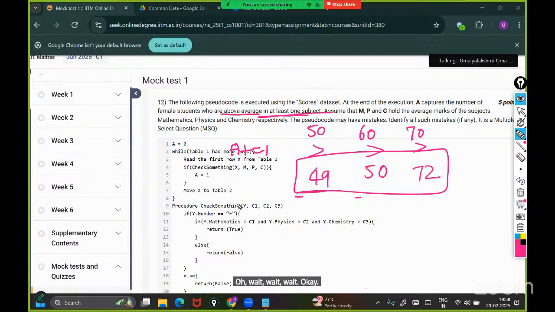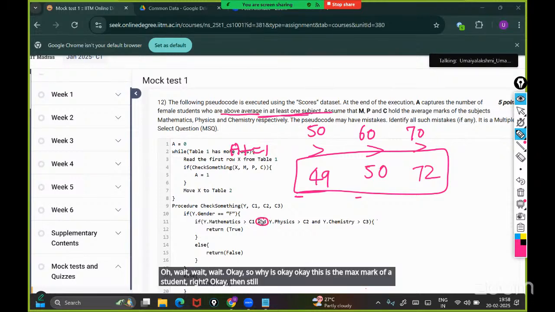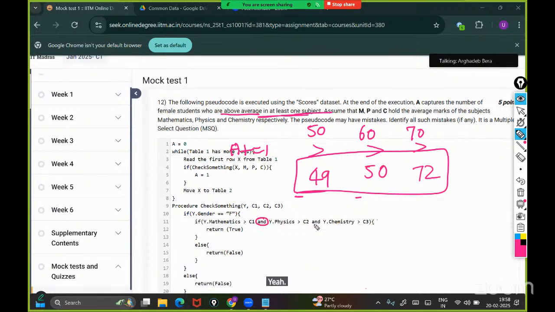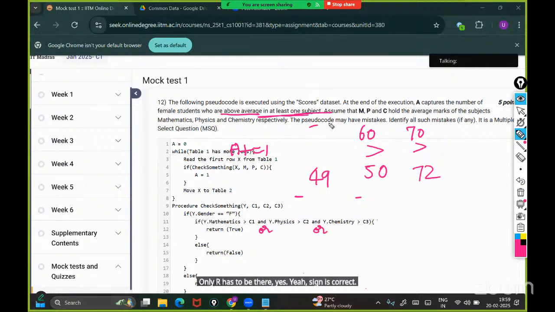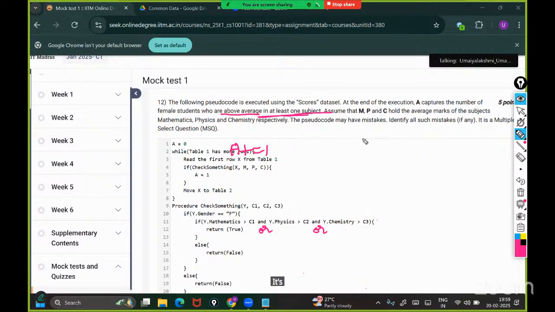Okay, so this is the max mark of a student, right? Then still the or condition has to be there, right? Yes, only or. Otherwise, or has to be there. But the sign is right? Yeah, the sign is correct. It's my bad, I misunderstood it. It has to be or, not and.